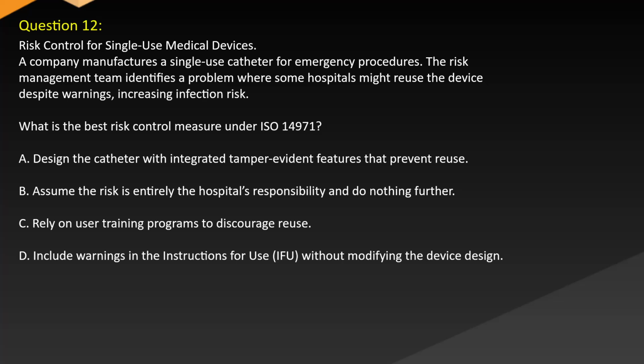A. Design the catheter with integrated tamper-evident features that prevent reuse. B. Assume the risk is entirely the hospital's responsibility and do nothing further. C. Rely on user training programs to discourage reuse. D. Include warnings in the instructions for use (IFU) without modifying the device design.